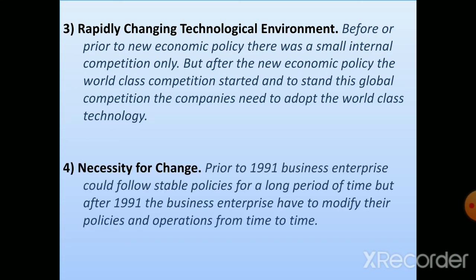Fourth is necessity for change. So before 1991, business enterprise could follow stable policy for a long period of time. But after 1991, the business enterprise have to modify their policies and operations from time to time. 1991 से पहले business enterprise सिर्फ एक ही policy को follow कर रही थी, लेकिन 1991 के बाद जब liberalization, globalization आया, उसके बाद enterprise को अपनी policies में modification करने पड़े.